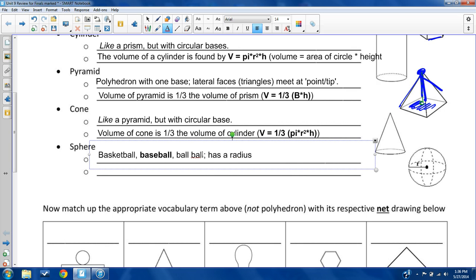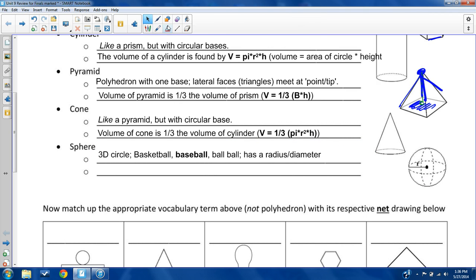Has a radius and diameter. The same way, it crosses through the center. The radius is the same way every which way around. It's a 3D circle. I'll put that at the top. You can put it wherever you want. I'll put 3D circle, like those.